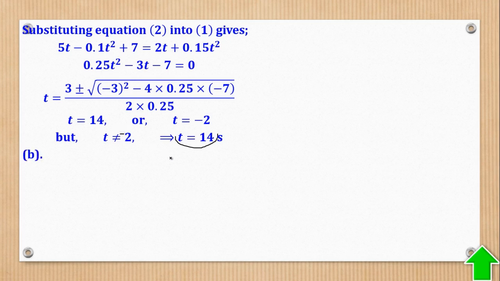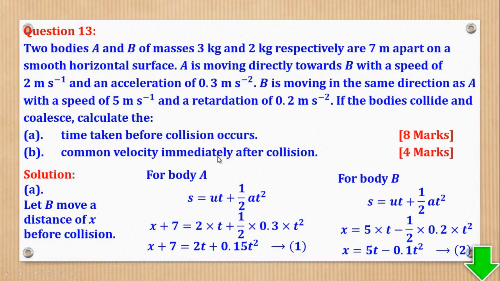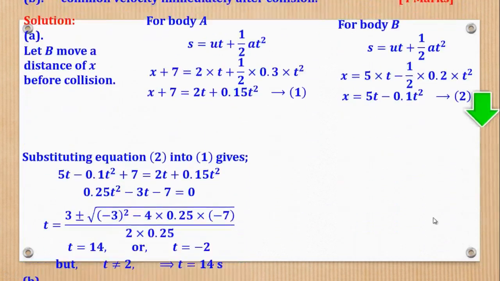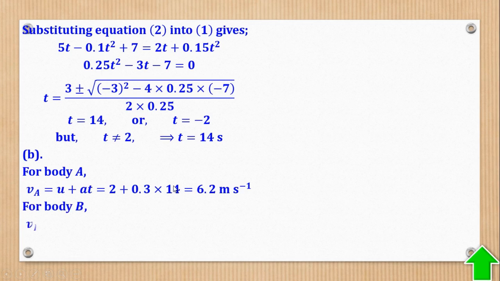That was Roman 1. That was part A. What about part B? Part B says the common velocity immediately after collision. Now, because there is acceleration and retardation, it means the velocity keeps on changing. So we have to get the new velocity at the point of collision. For body A, the velocity at the point of collision is 6.2, and for body B, the velocity at the point of collision is 2.2.